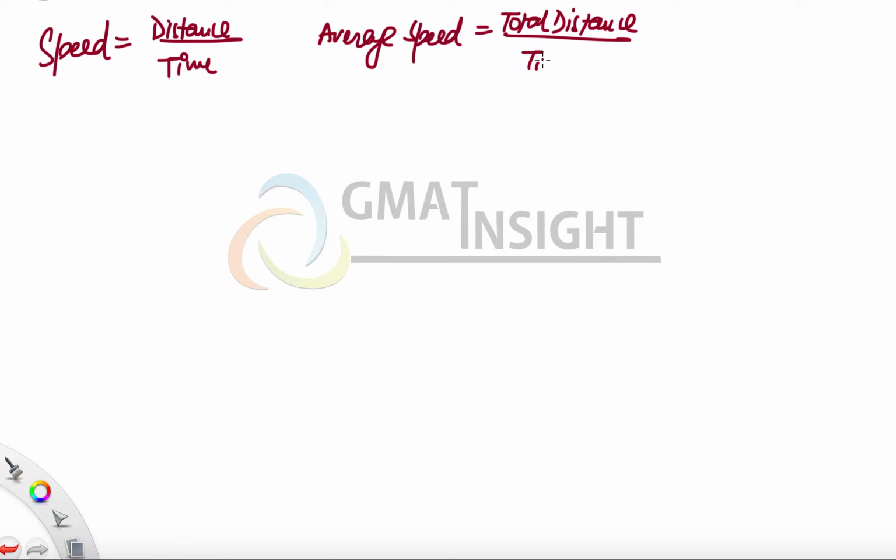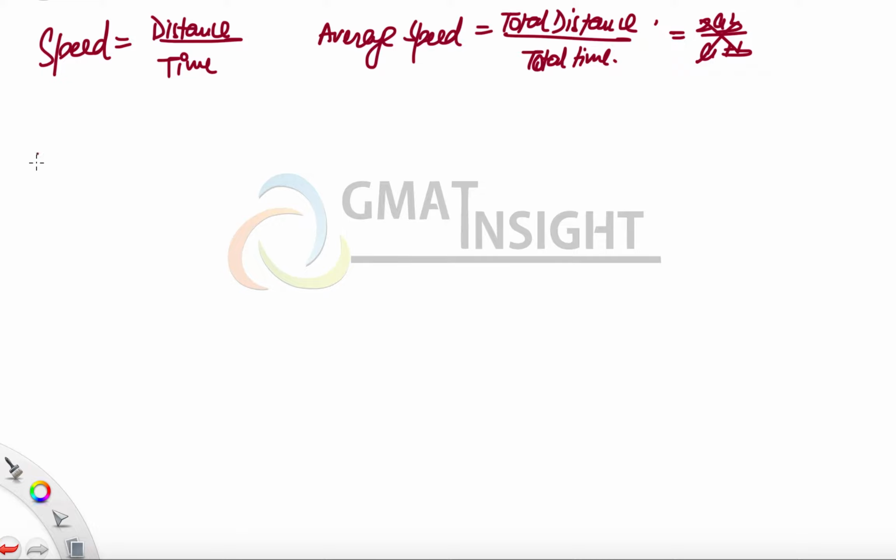I also discouraged you from learning a formula of average speed, which is defined as 2ab upon a plus b, because that's specifically for the conditions where the distance traveled in both the cases is the same. So if the distance traveled changes, then this method does not apply. Therefore, I encourage that every student should stick to the basic, which is the total distance over total time gives us the average speed. Although in case of average speed also there are two scenarios.